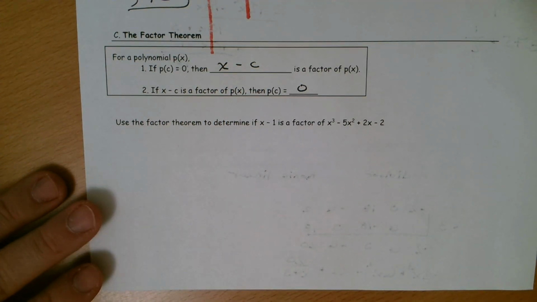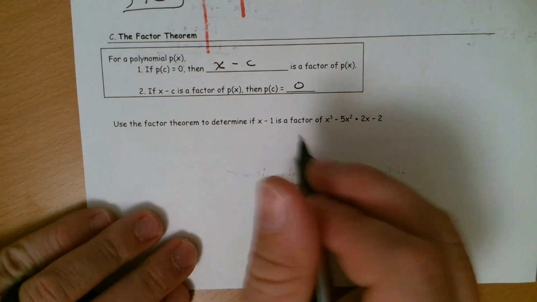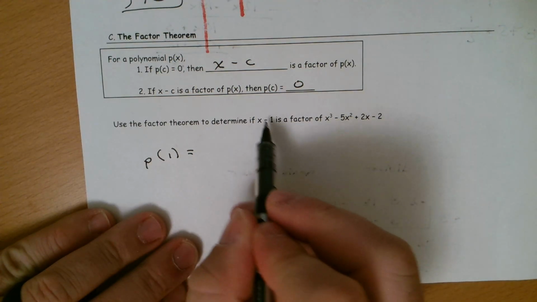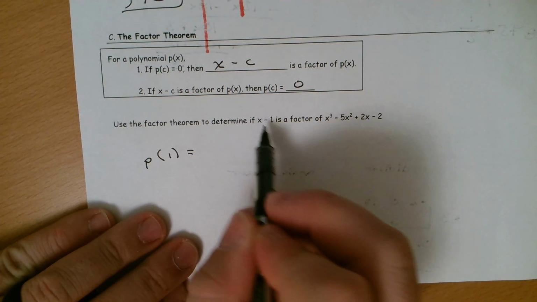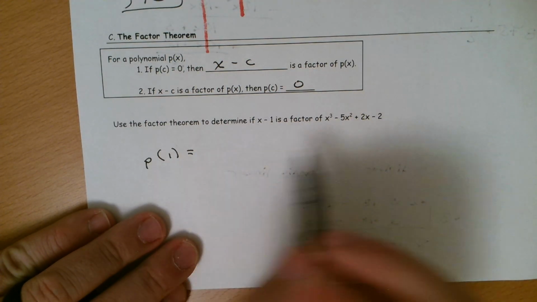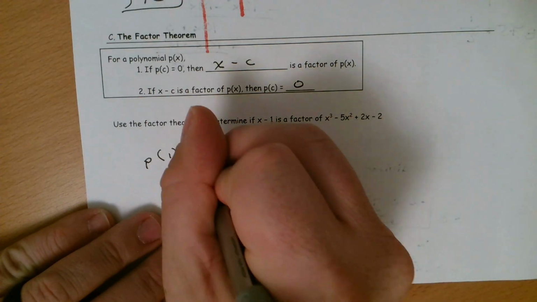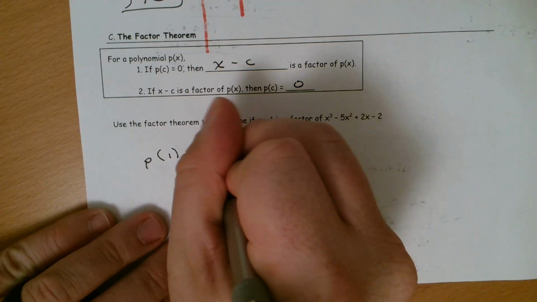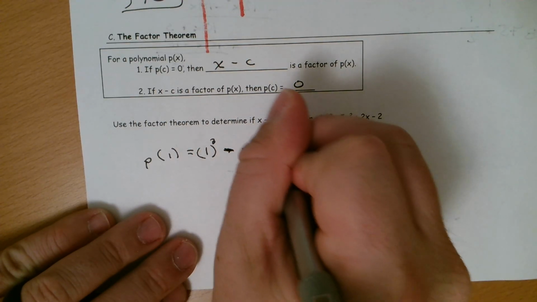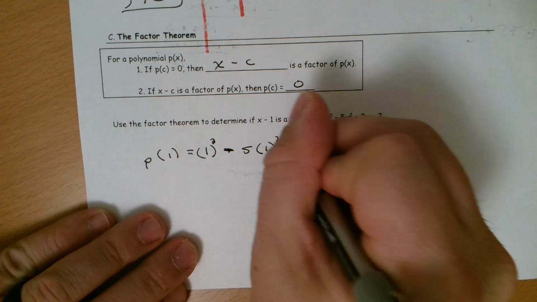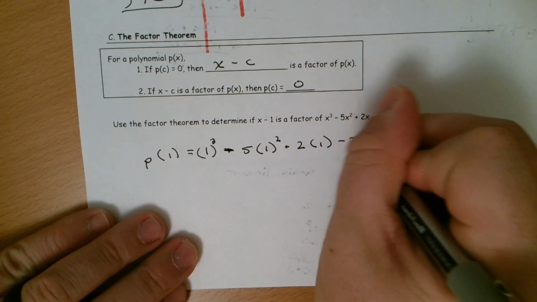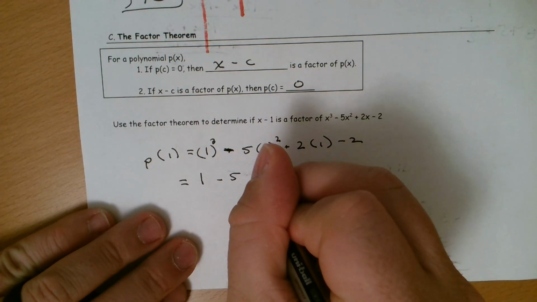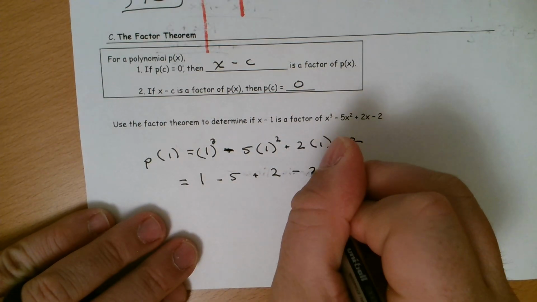Okay, so let's go ahead and just plug in 1 into our function here. Let's see what happens when we plug in 1. We're dividing it by x minus 1. We want to know, is x minus 1 a factor? When we plug in 1, we should get out 0. So 1 cubed minus 5 times 1 squared plus 2 times 1 minus 2. So we've got 1 minus 5 plus 2 minus 2.